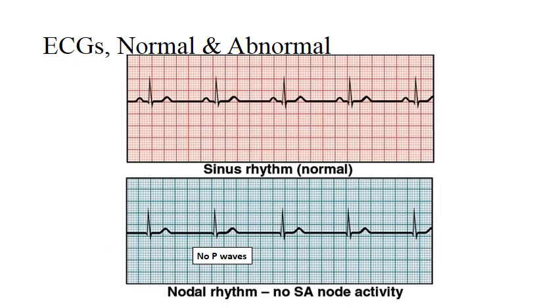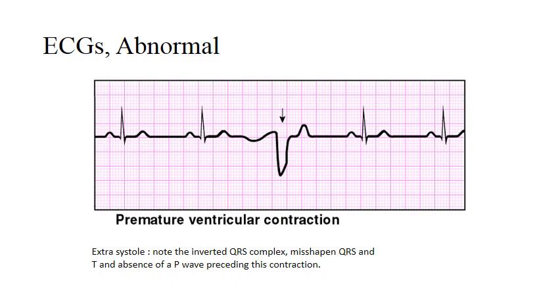You can see on the top there is a normal ECG, and down there is an ECG with a nodal rhythm where no SA node activity is there. If the SA node is not working in certain conditions, the AV node will take over the charge of beating of the heart. So, these are some of the abnormal ECGs. Hope you have understood the ECG and its function, and you have connected the ECG to the cardiac cycle.